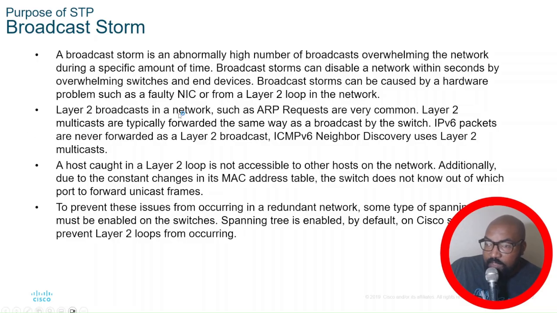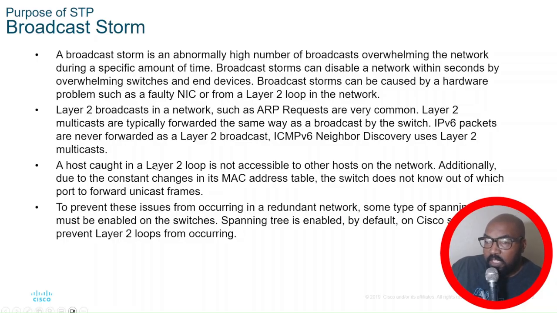Layer 2 broadcasts in a network, such as ARP requests, are very common, right? What does ARP do? Send me an email on that one. Layer 2 multicasts are typically forwarded the same way as a broadcast by a switch. IP version 6 packets are never forwarded as layer 2 broadcasts. Why is IP version 6 not forwarded as a broadcast? Maybe because they use something like a global address, I don't know, something like that, right?